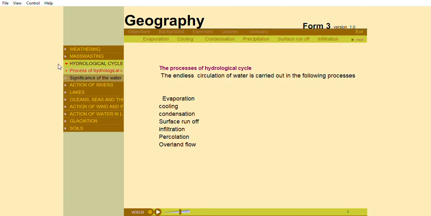The processes of the hydrological cycle. The endless circulation of water is carried out in the following processes.